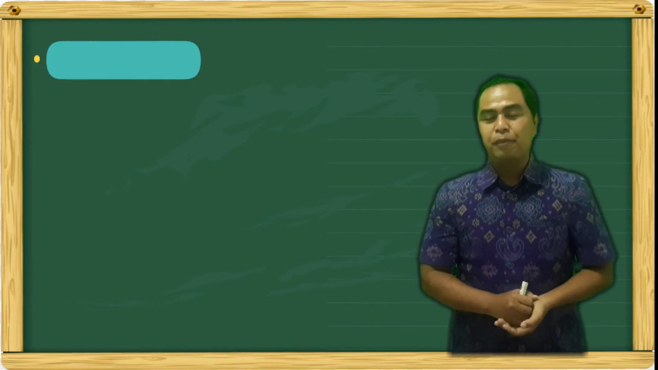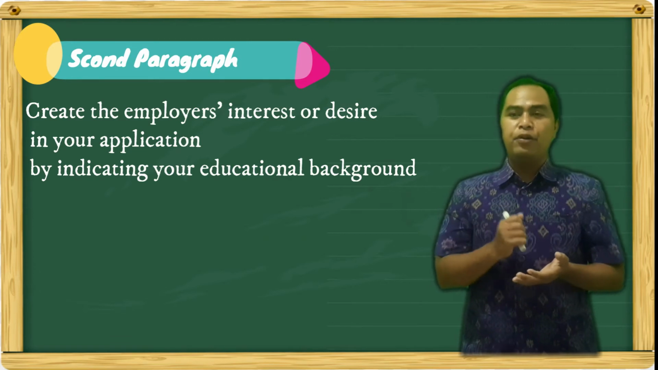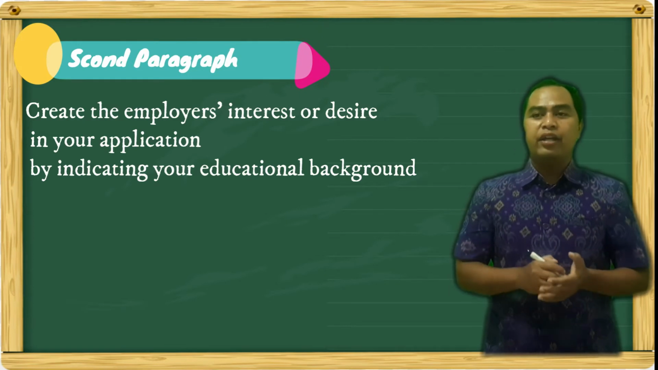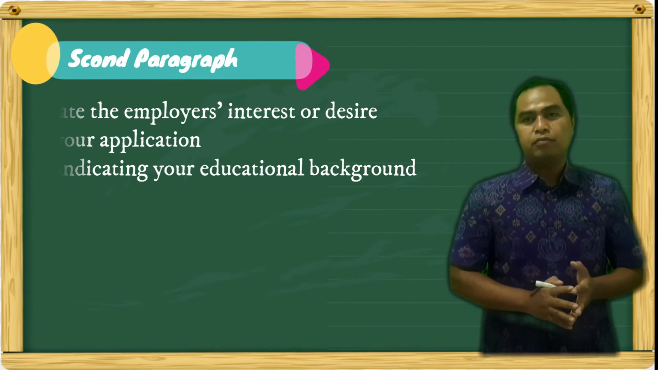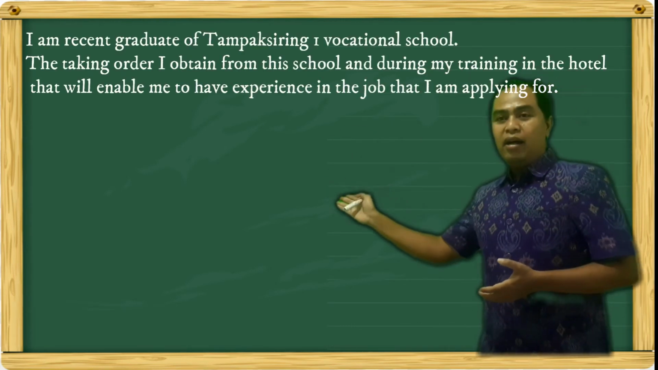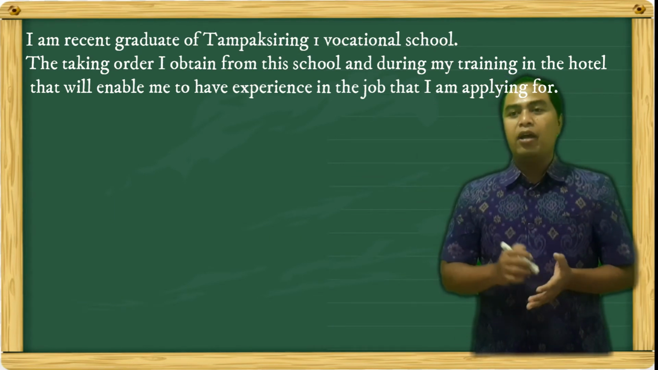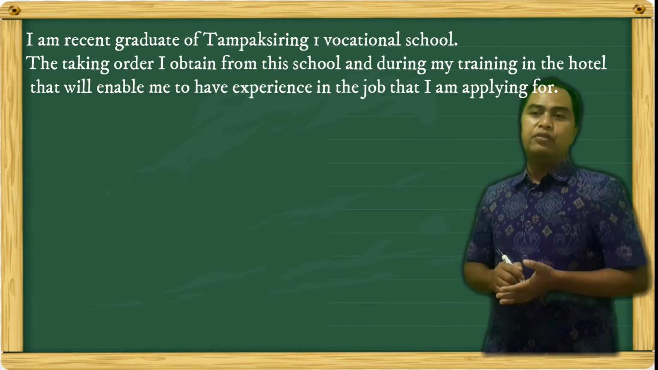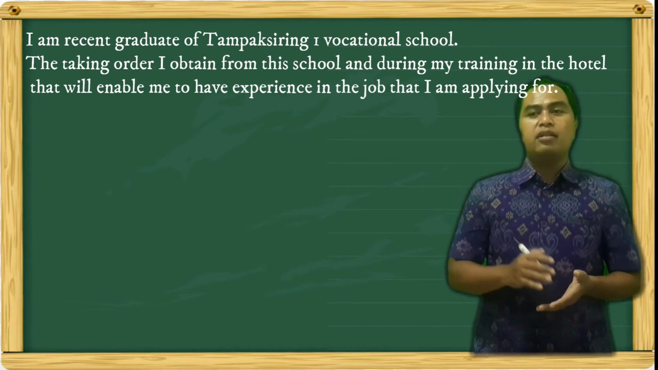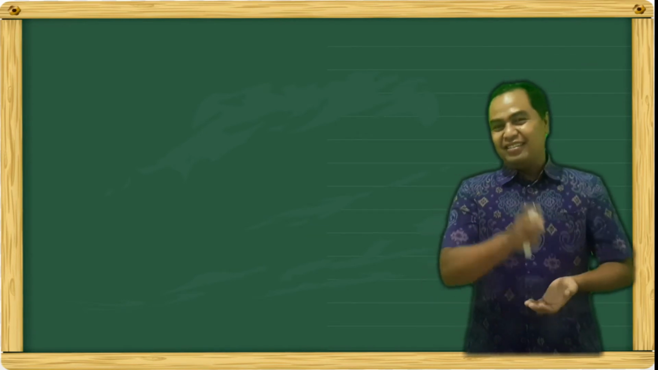Now we go to the second paragraph. In the second paragraph, you must create the employer's interest or desire in your application by indicating your educational background. Look at this example: I am a recent graduate of Tampak Siring 1 Vocational School. The order taking skills I obtained from the school and during my training in the hotel will enable me to have experience in the job that I'm applying for. That's the second paragraph.